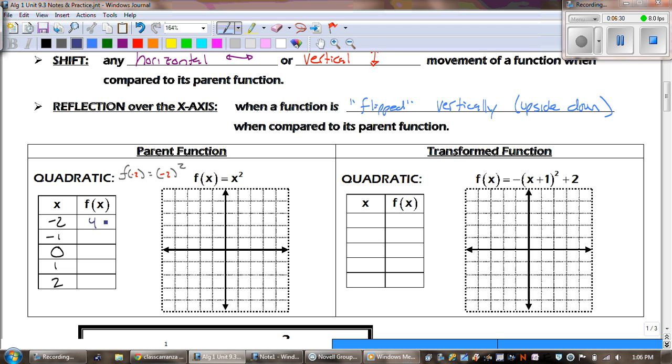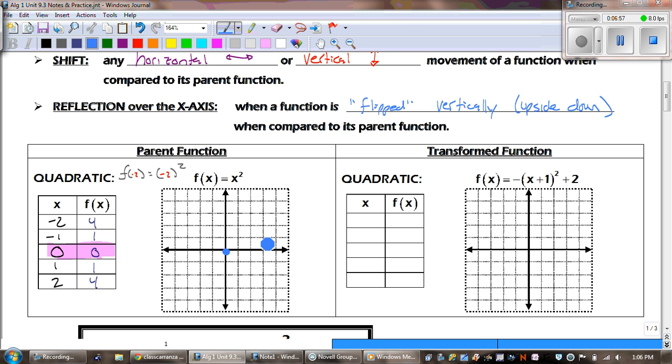4. Then we would do -1 times -1, which is 1. 0 times 0, 0. And then these are going to be the exact same as the others. Okay, because we're talking about quadratic. Remember that those match, and in the middle, what do we have in the middle? We have our vertex.